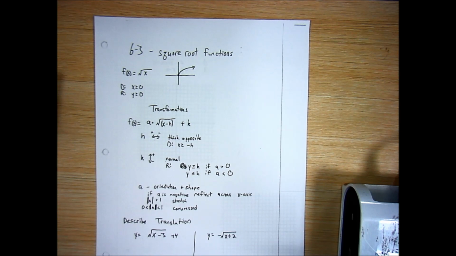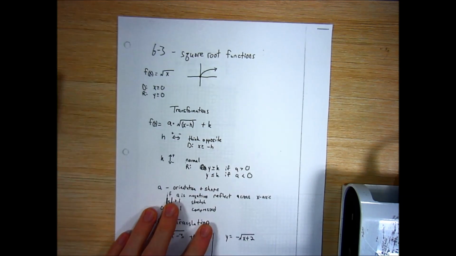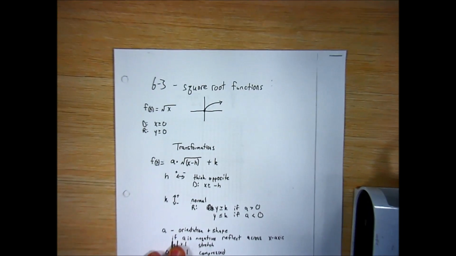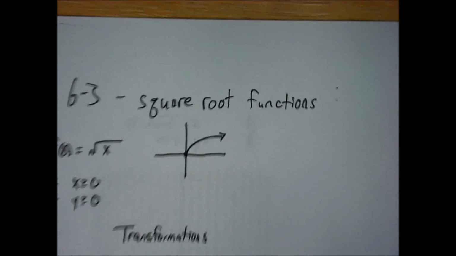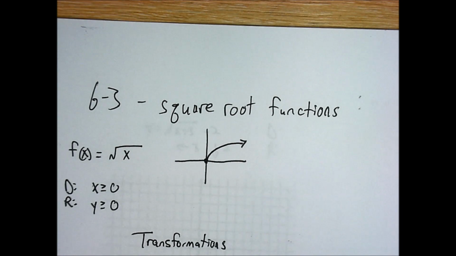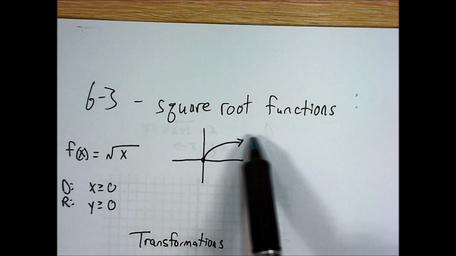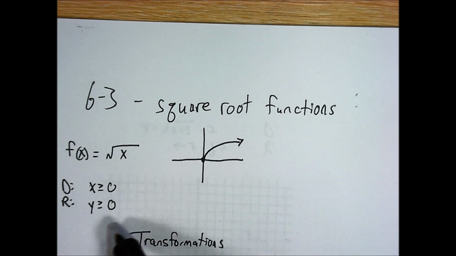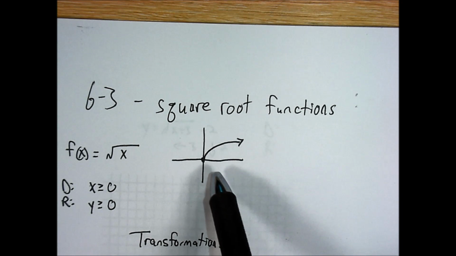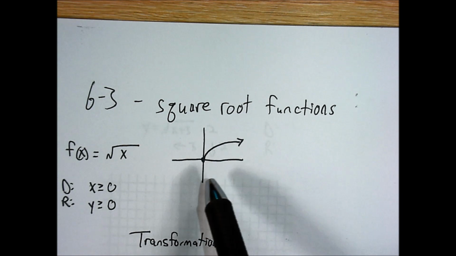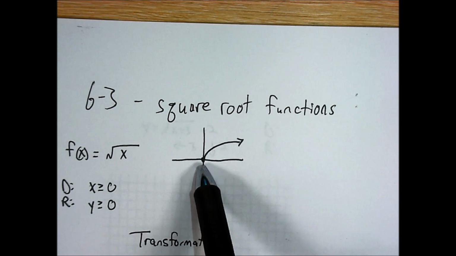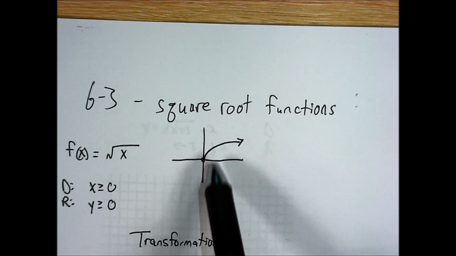Today we're working on 6.3 with the square root functions. Just our initial graph here, our initial function square root of x. And we start at 0, 0. It's going to go up and slope to the right. Our domain is our x's are greater than or equal to 0. And our range, our y's, are greater than or equal to 0.